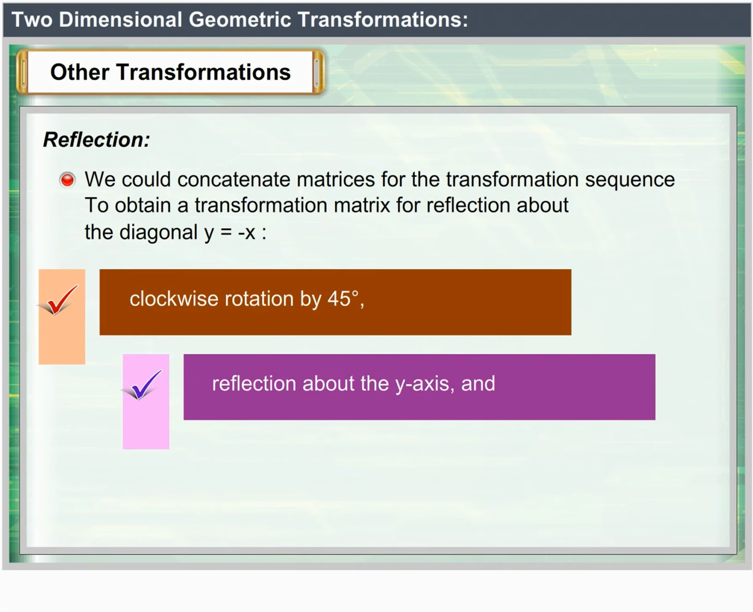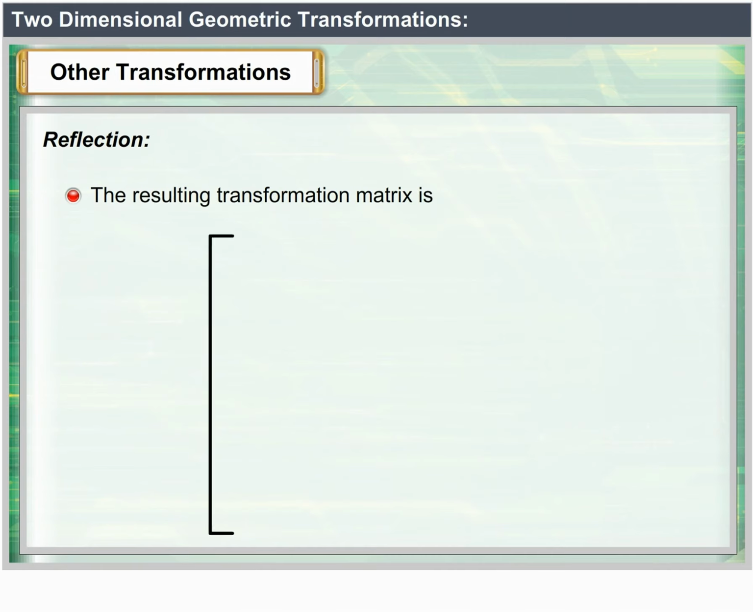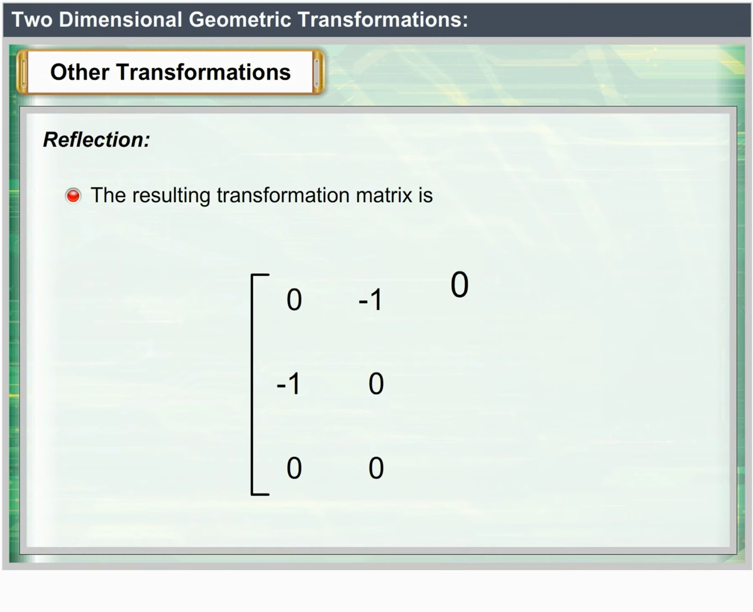This figure shows the original and final positions for an object transformed with this reflection matrix, as shown below. Reflection with respect to the line y equals minus x.